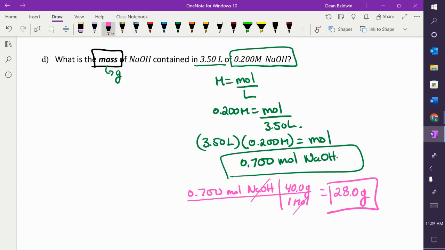If you multiply it out, you get 28.0 grams. So this is a common question because what it looks like if you're in the chemical storage room is you're like, I need to make 3.5 liters of 0.2 molar for something. So obviously then you got to calculate, well, how much NaOH do I need? I need to put 28 grams of NaOH in that 3.5 liters. So the 28 grams is what you can actually weigh out.